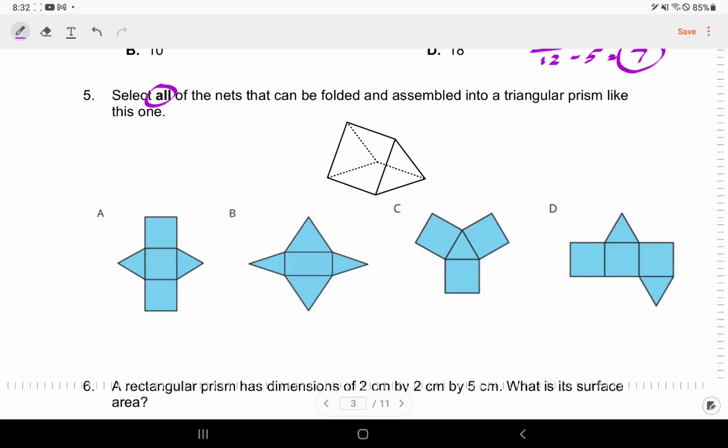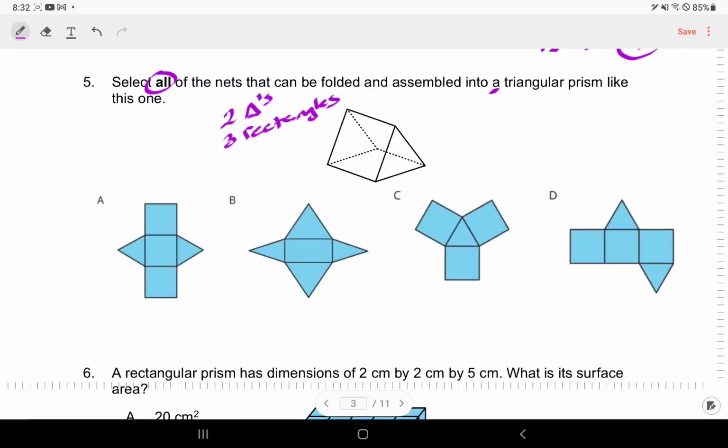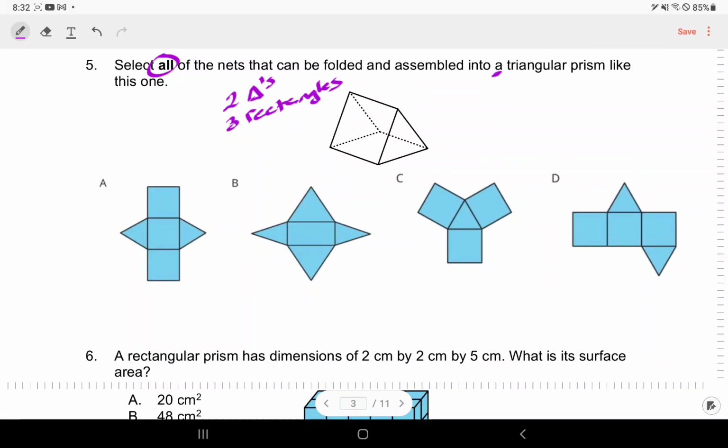Select all of the nets that can be folded and assembled into a triangular prism like this one. Well, a triangular prism has 2 triangles and 3 rectangles. So we're looking for something that has 2 triangles and 3 rectangles. Well, this has 1, 2 triangles and 1, 2, 3 rectangles.